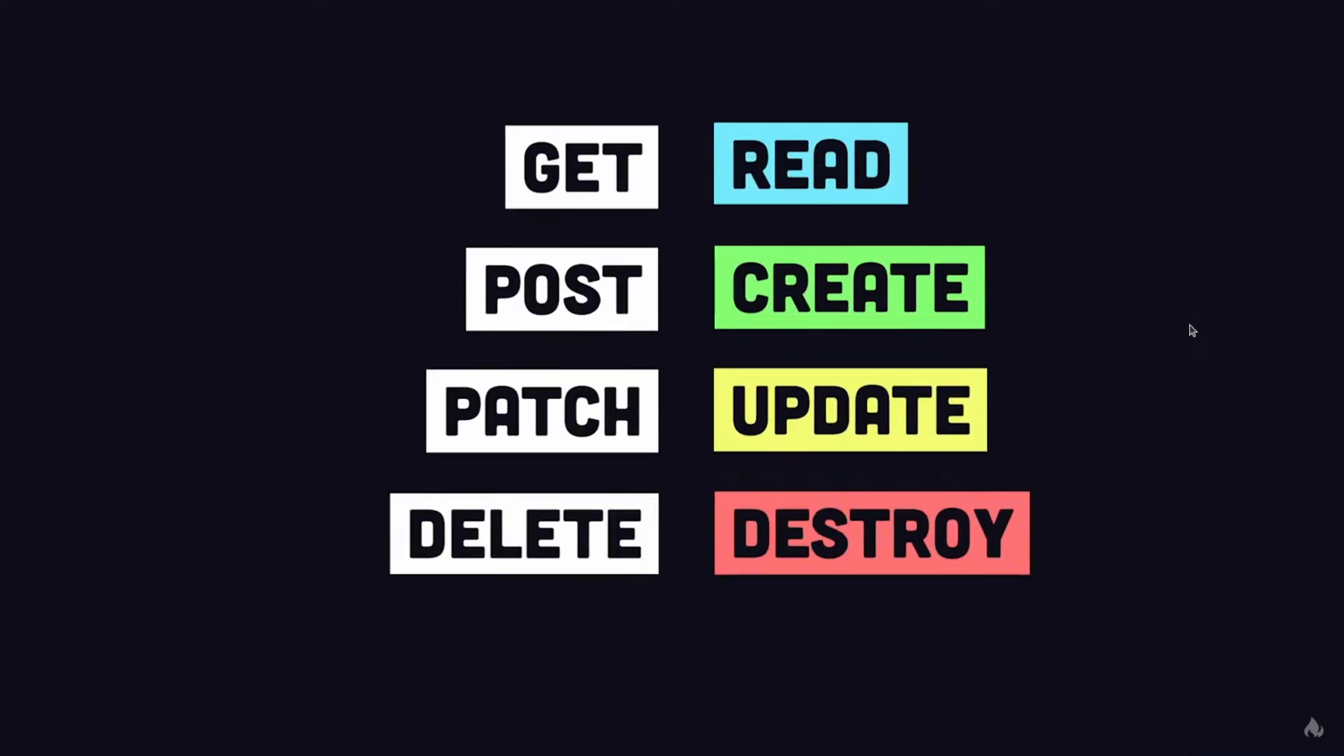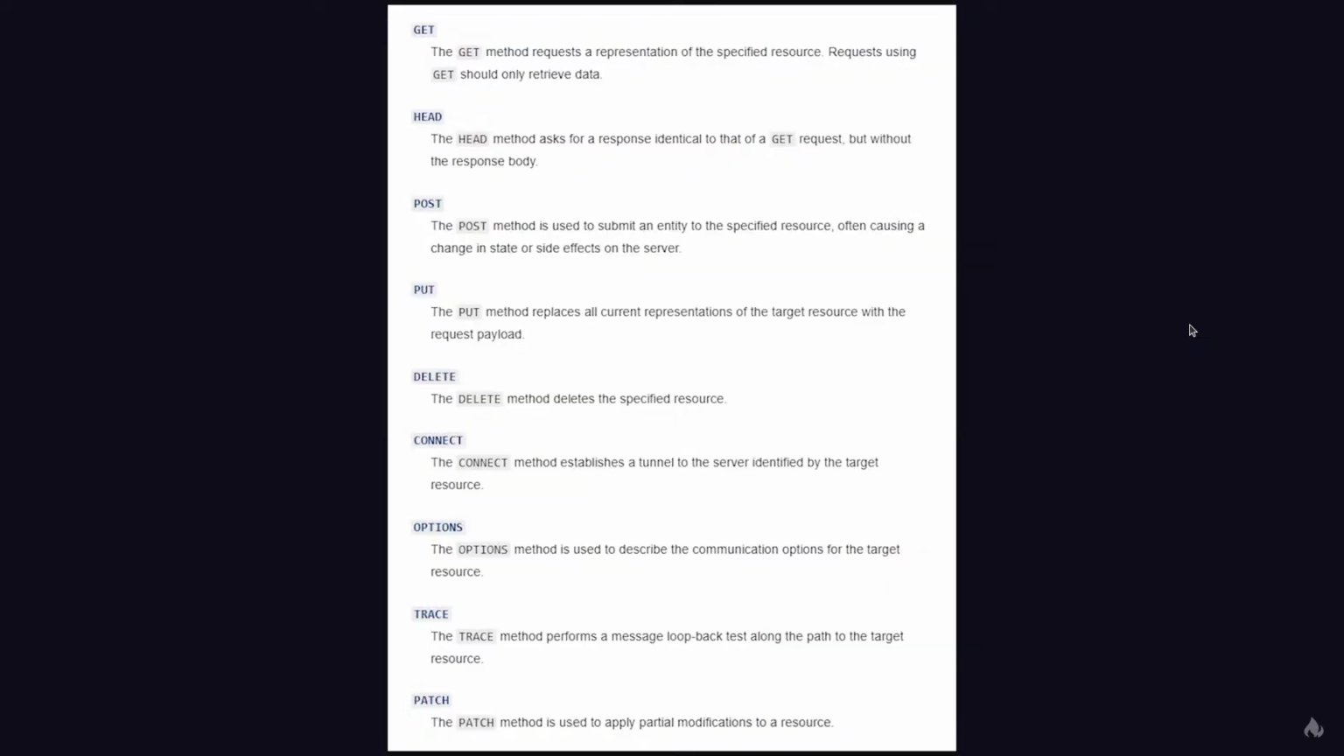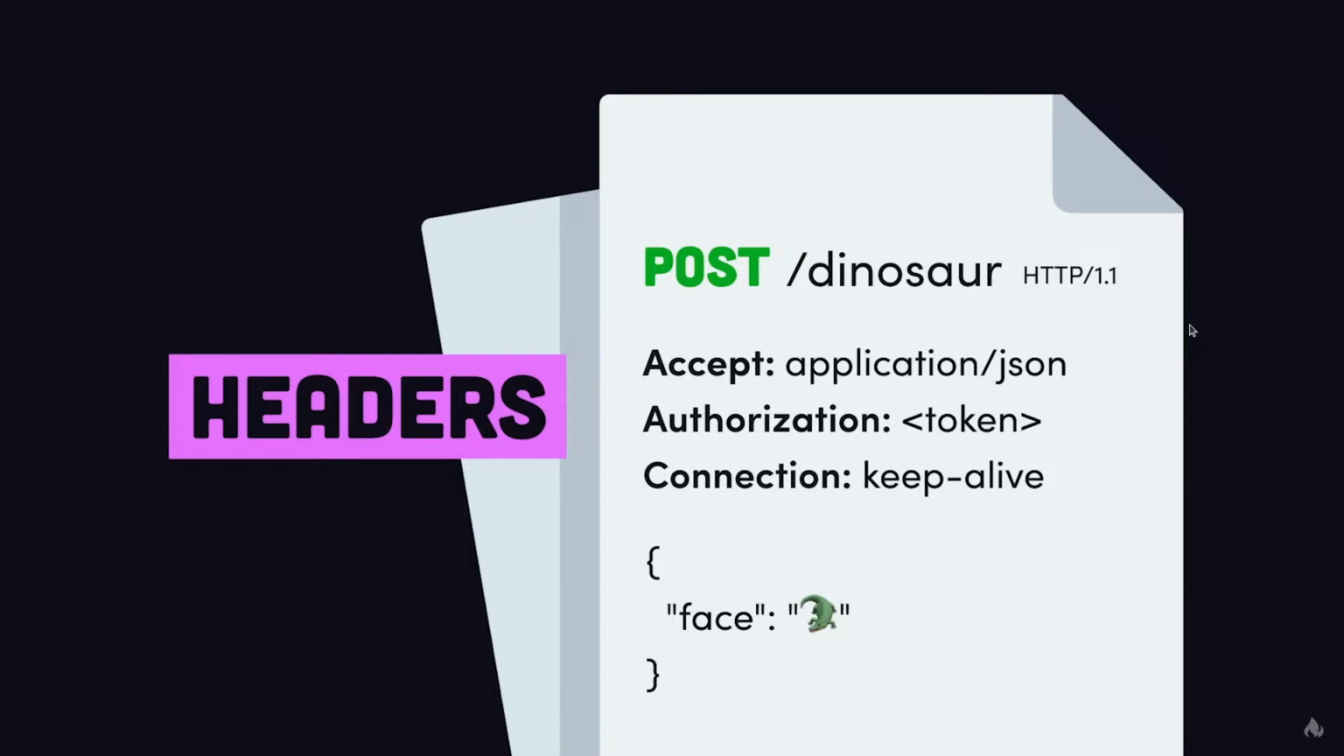A GET request means you just want to read the data, while POST means you want to create a new resource. PATCH is for updates, DELETE is for removing data, along with a few other methods beyond those. Below the start line, we have headers, which contain metadata about the request.